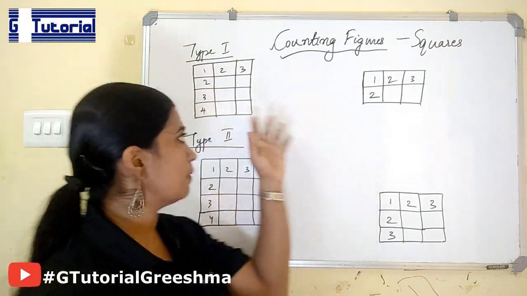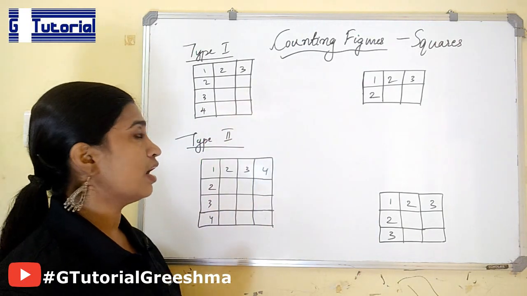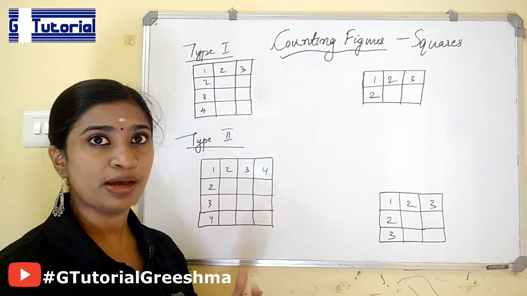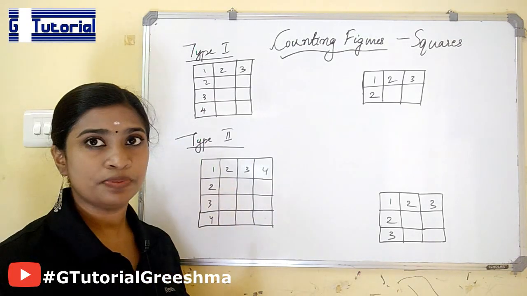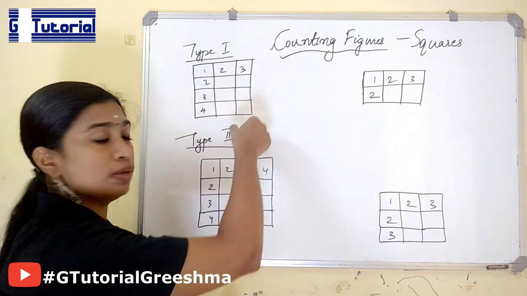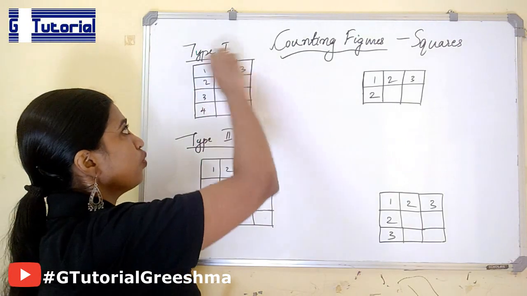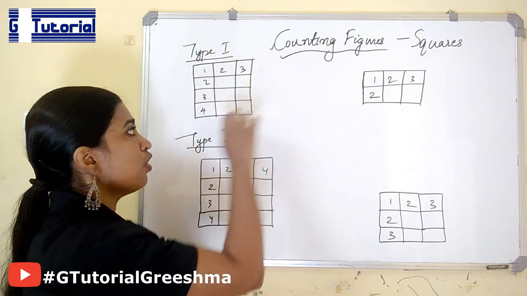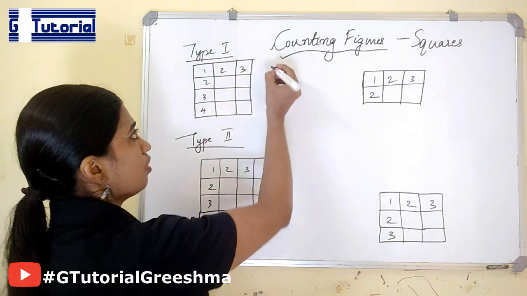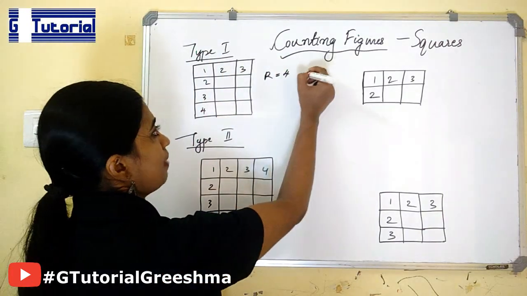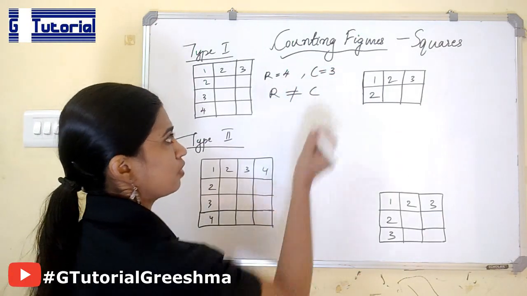First type of problem is this. Here we can see that the number of rows and columns are not equal. Uneven number of rows and columns. What is row and what is column? These vertical strips are called columns and horizontal strips are called rows. So here there are 1, 2, 3, 4 rows and 1, 2, 3 columns. So number of rows is 4 and number of columns is 3. And the number of rows is not equal to the number of columns.